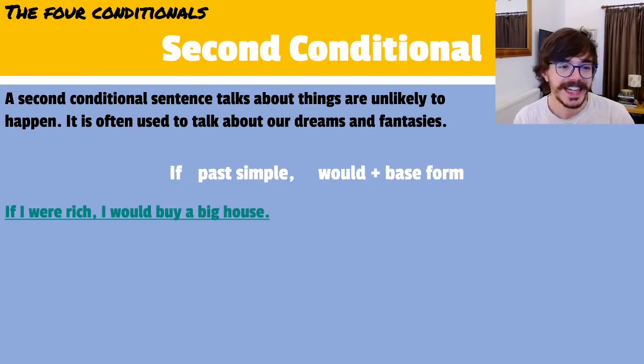Now, the other thing is that in the second conditional, we use were for all the pronouns instead of was for I and she and he. Now, we can use was as well. So we can say, if I was rich, I would buy a big house. Sometimes you will hear it, but it's not as correct. It's more correct to say were. But sometimes you will hear people say was. Okay? But usually we should say were. So if I were rich, I would buy a big house.